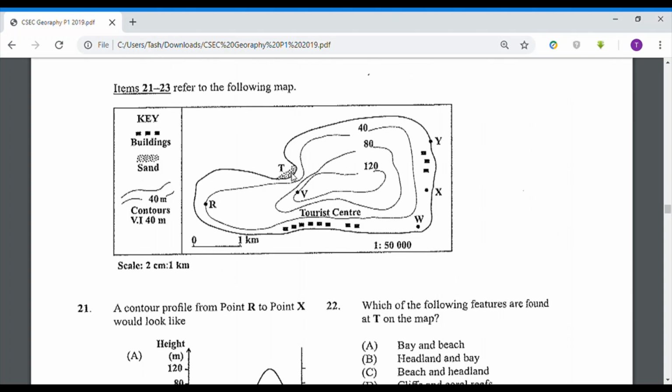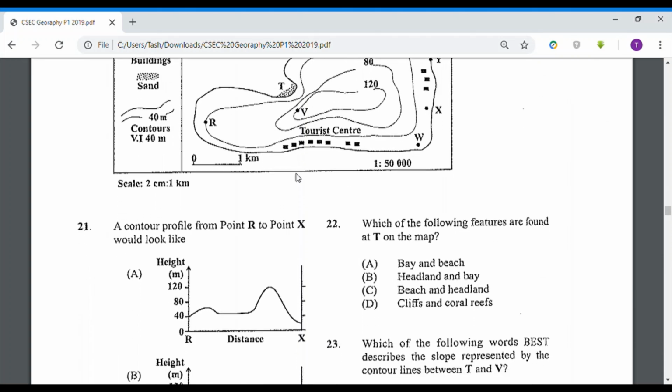Now based on the curve in the coastline here, we are already convinced that it is a bay, especially since it is nestled between two projections. We cannot say that it is a headland based on the height of the land at these areas. Right at the coastline here, we are not seeing any close contour lines that would suggest any cliff faces. So we are going to go with bay and beach. So for 22, our answer would have been A.